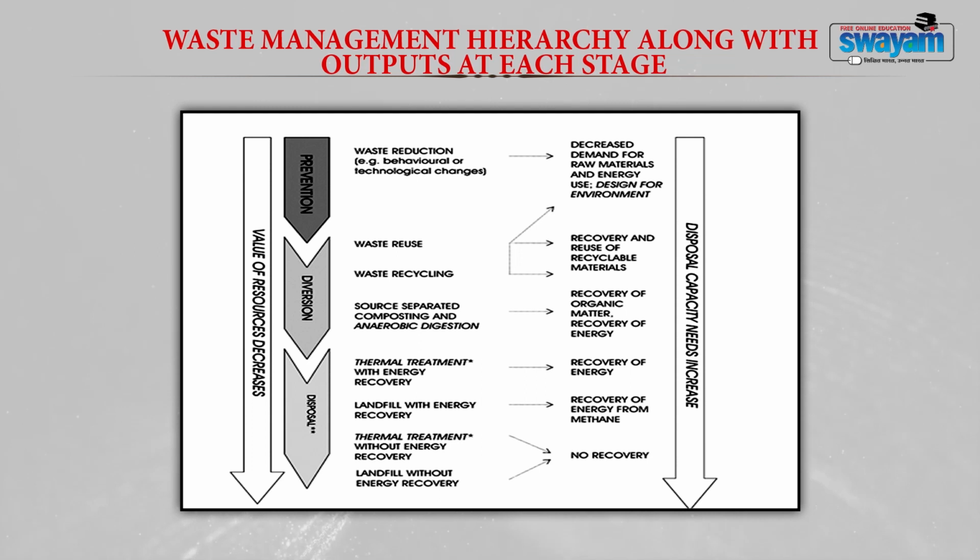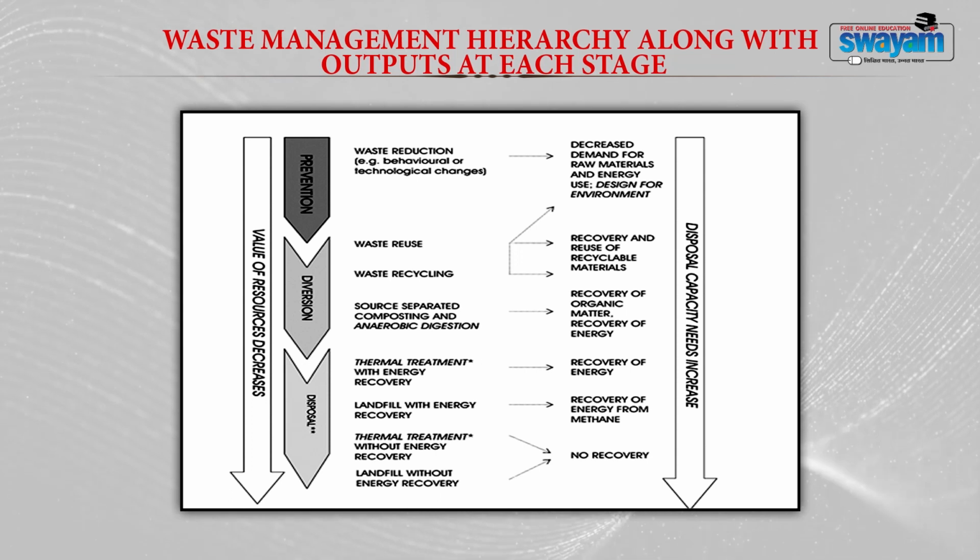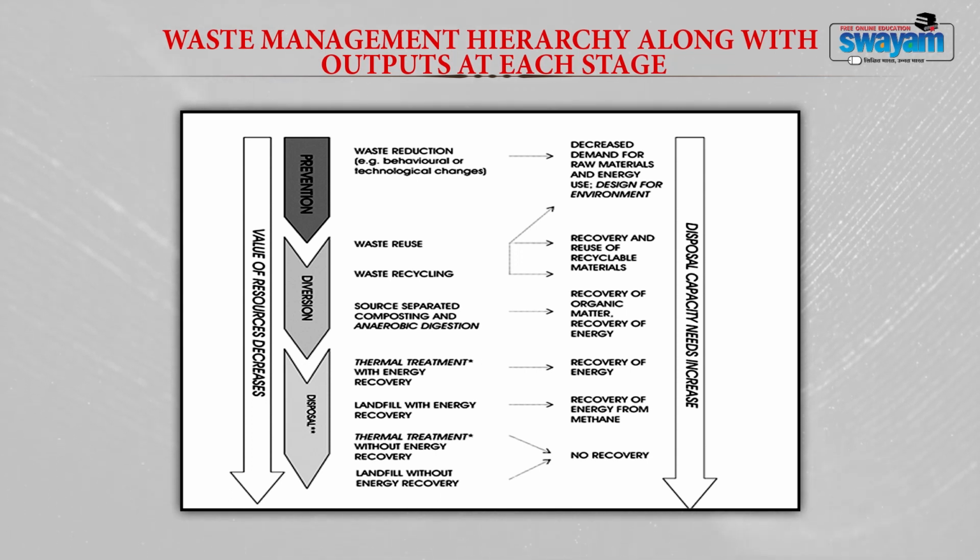Through waste reuse and recycling, we can recover the materials, and we can reuse them or recycle them. Source separated composting may lead to a recovery of organic matter in the form of compost and vermicompost, and the recovery of energy in the form of biogas or methane.